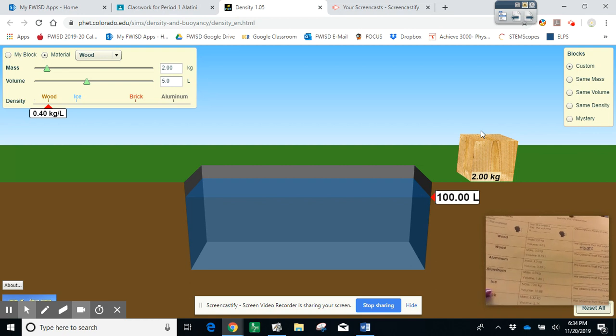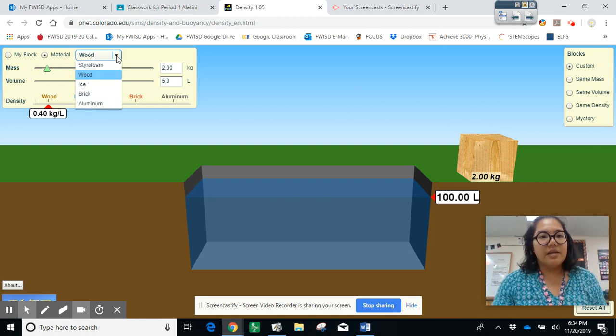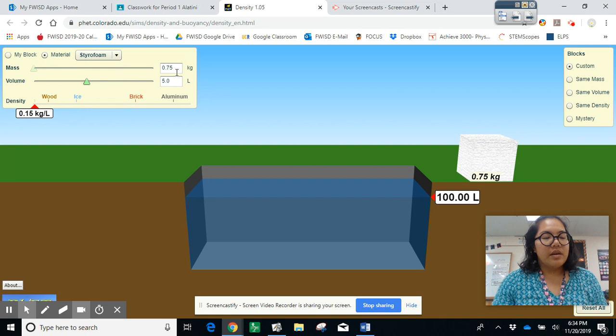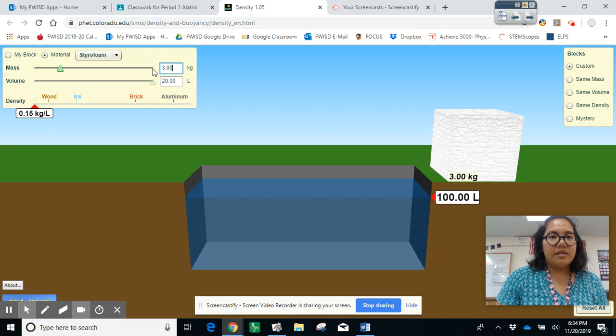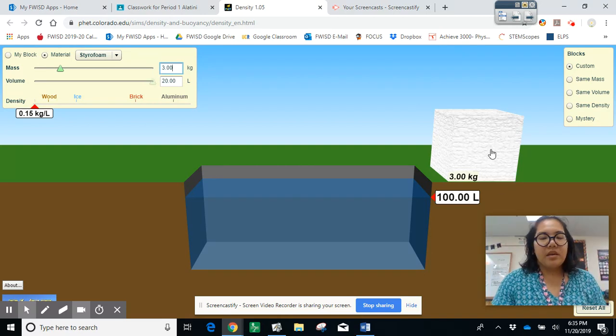aluminum, ice, brick, styrofoam. Okay, I'm going to show you how to do the styrofoam one. So right here is styrofoam. Now this one has a mass of 3, so first we need to change our material. We're going to go to styrofoam. We are going to change it to 3.00 kilograms. And then our volume is 20.0 as well. Oops, what happened? 3.0. Okay. So first things first, we need to put it into the water.